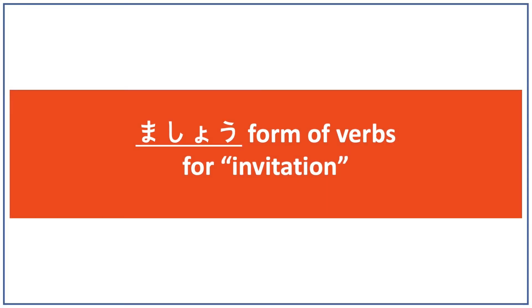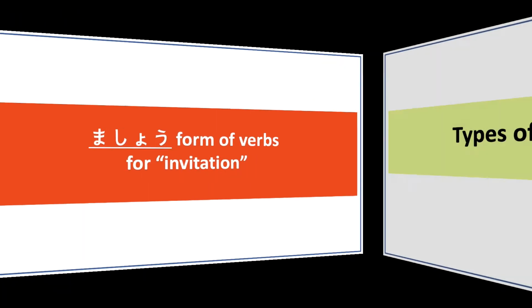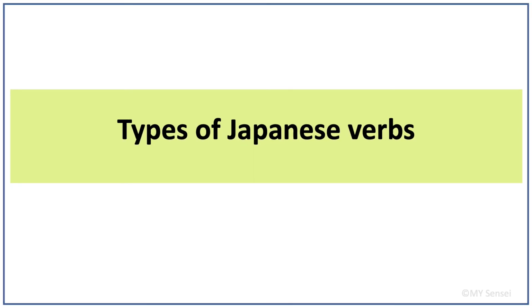How do we change verbs from their short forms to mashou forms for invitation? If you know mas forms of verbs, changing them to mashou forms is very easy. To do so, we will first need to know the Japanese verb types. There are three types of Japanese verbs.